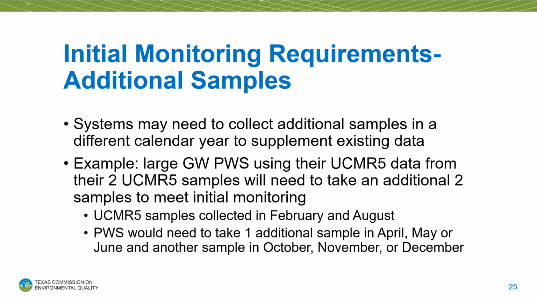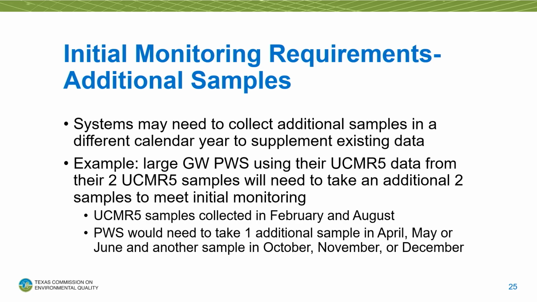So for example, a large groundwater public water system, as I showed in the previous slide, if they're over 10,000, they need to collect 4 samples or quarterly, but for UCMR5, they were only required to collect 2 samples. So they would need to collect those additional 2 samples to meet initial monitoring requirements.